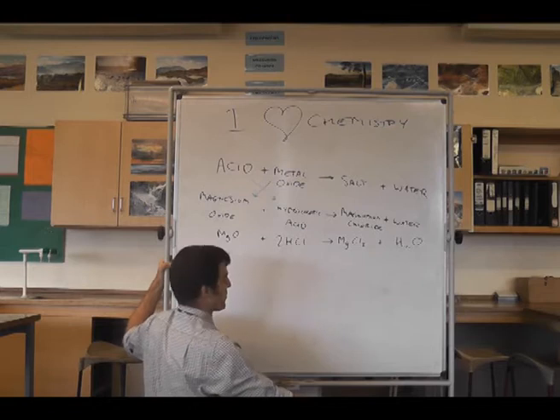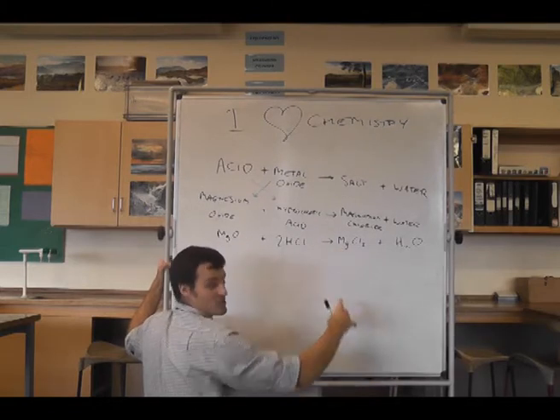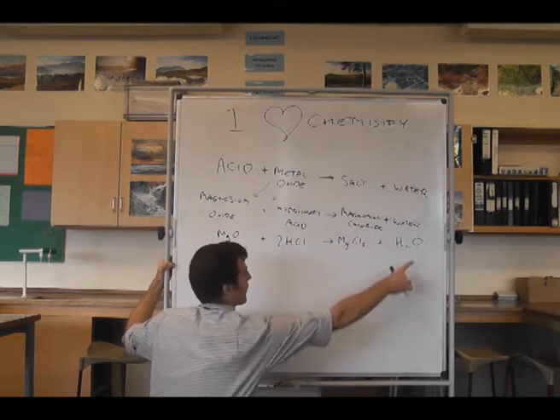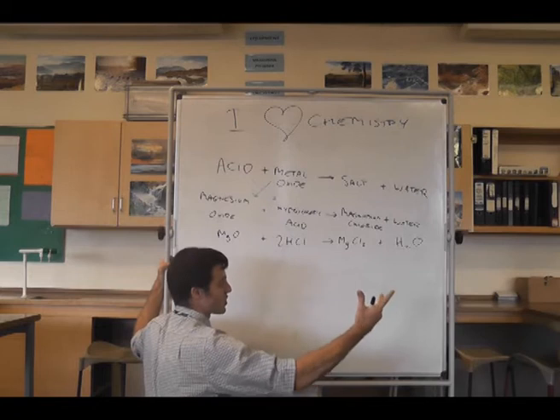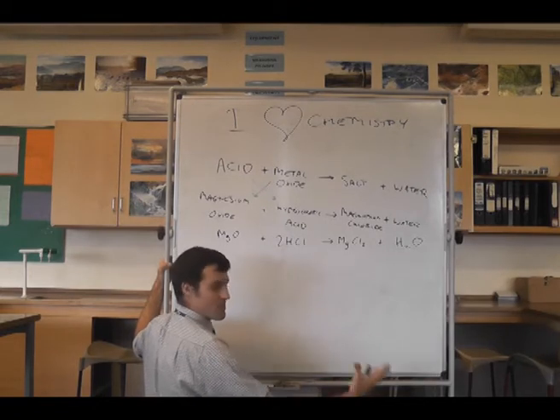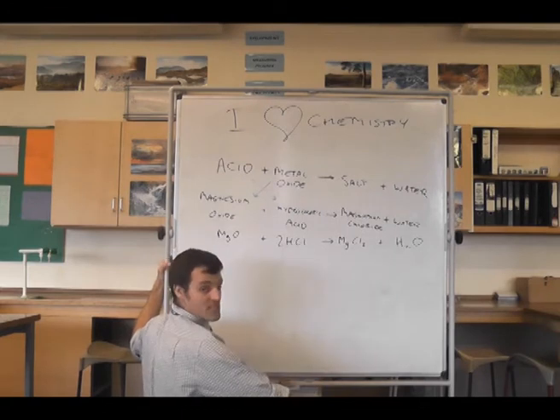I just need to make sure I'm happy with the magnesium and the oxygen. Magnesium, I have 1 there and 1 there, so I'm happy there. Oxygen, I have 1 there and 1 there. So now this is balanced. I've checked the magnesium, the oxygen, the chlorine, and the hydrogen. I have the same amount on the left-hand side and the right-hand side. So I'm balanced. Now we just go to state symbols.